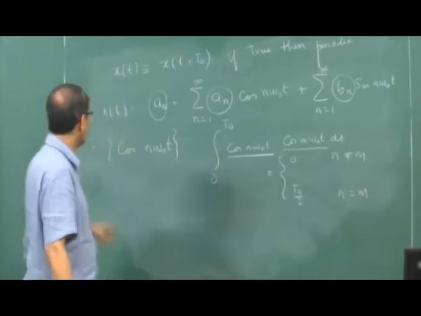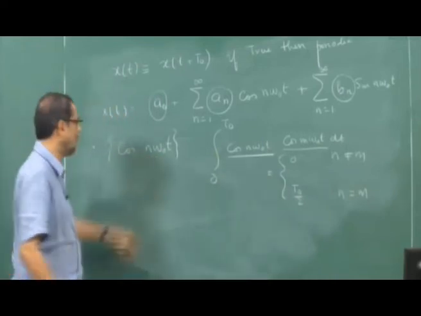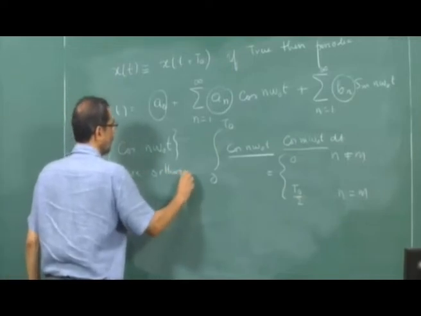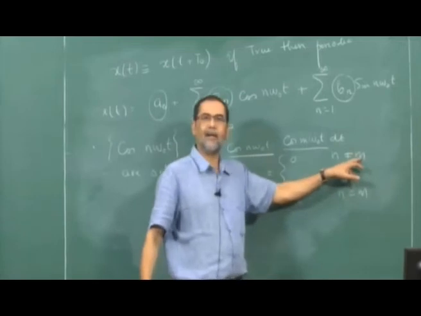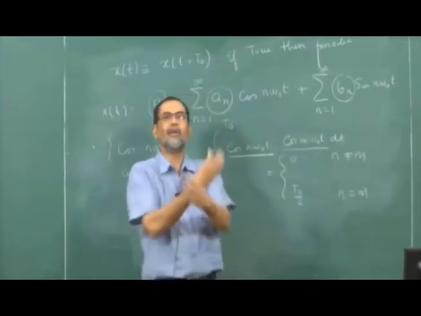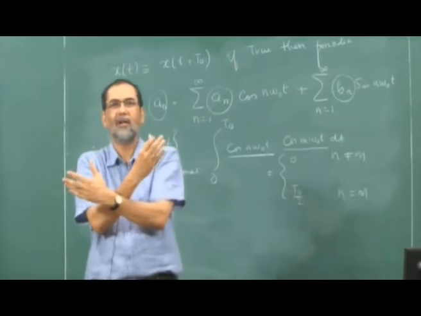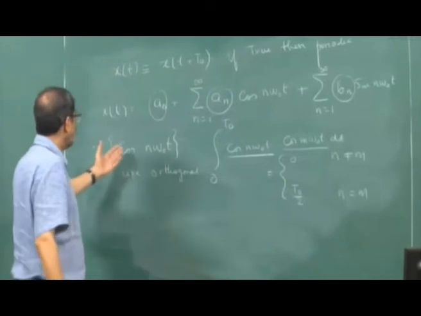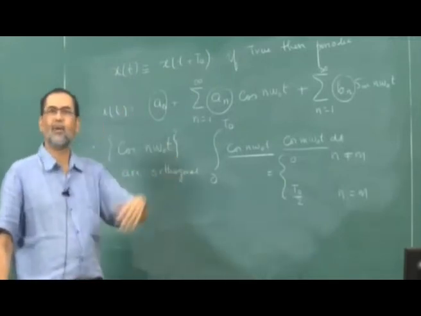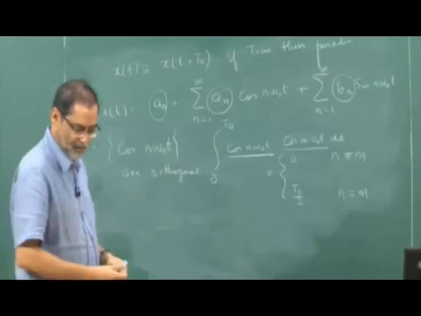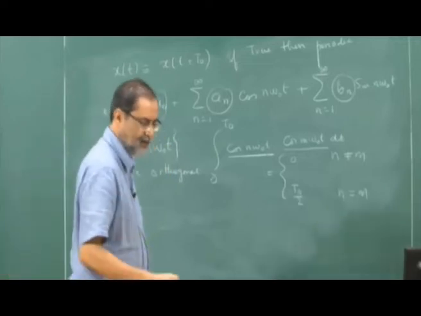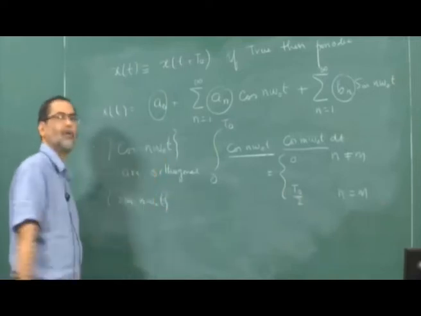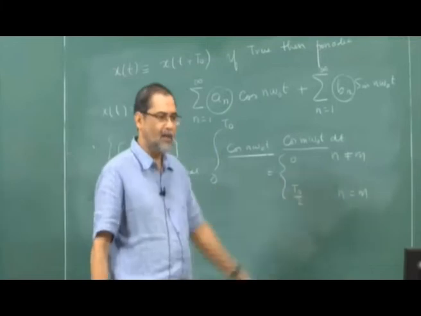So he said the set of functions cos(n omega naught t) are orthogonal. They are orthogonal because when n and m are different, they integrate to 0. So whenever two signals integrate to 0, we say those two signals are orthogonal to each other. So cos(n omega naught t) and cos(m omega naught t) are orthogonal to each other. That is the second idea that he said. Sin(n omega naught t) is also an orthogonal set. What is true for cosine is true for sine.